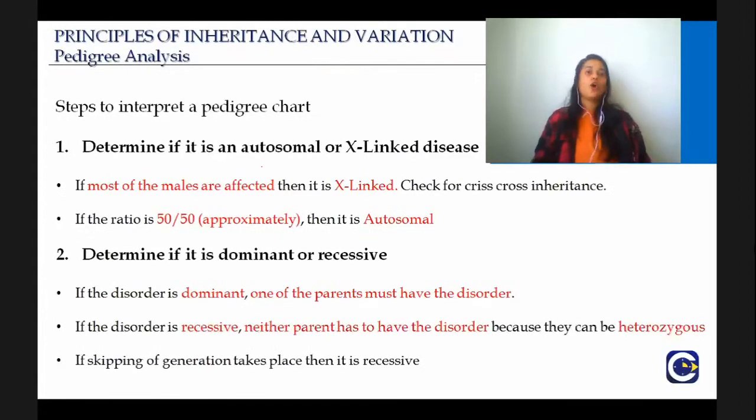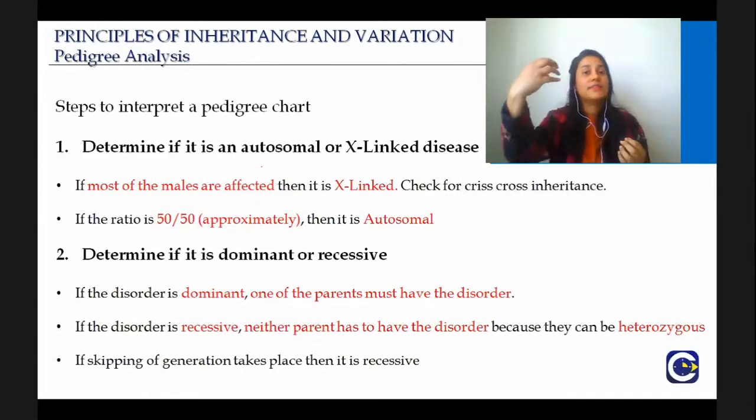Good. So this was all the theoretical knowledge and it was way too much. Now, how do you apply it? So there are certain steps to interpret a pedigree chart. First of all, always try to determine if it is autosomal or if it is X-linked or sex-linked. Okay. So this is the first step. If most of the males are affected, then it is X-linked. And then try to check for crisscross inheritance.